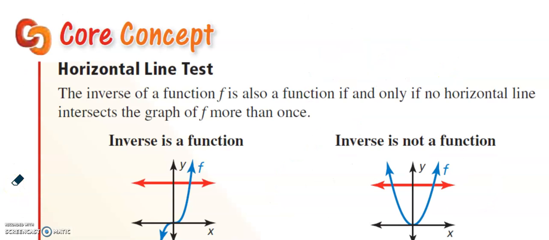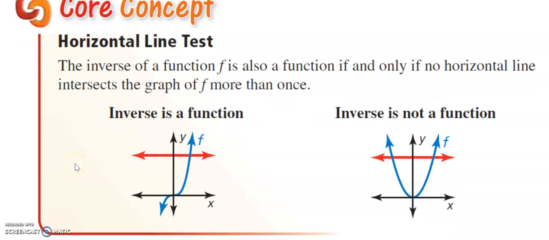Okay, so the next thing we're going to talk about is, is the inverse of a function always a function? And does a function always have an inverse? Well, yes, kind of. So what we have is what's called the horizontal line test. What the horizontal line test does for us is it will determine if we know something is a function already, will that function have an inverse that is also a function?